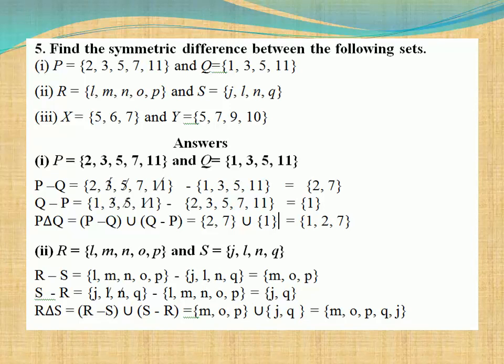So S minus R, cancel the common elements, that is L and N. The remaining elements from S is J comma Q. Now take the union of these two sets, M, O, P, Q, J. These are the symmetric difference of R and S.